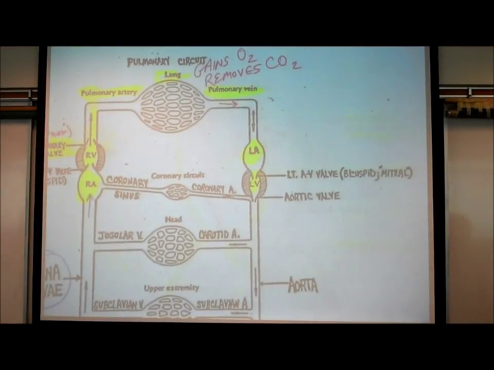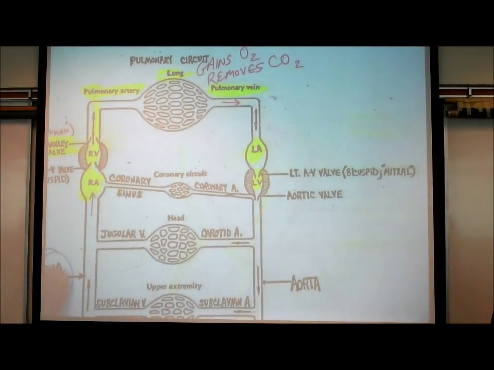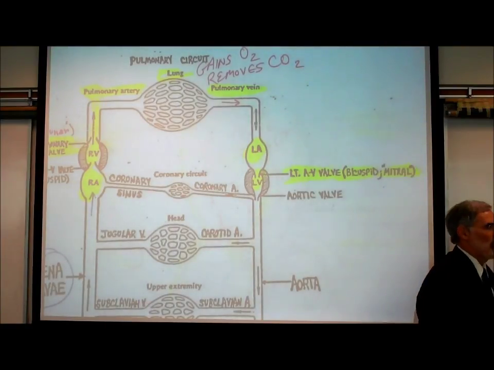And there is a valve that controls the flow of blood between the left atrium and left ventricle, and it's known by three names. The left AV valve, the bicuspid valve, or the mitral valve. And if you're wondering, well, which name do you have to know? The answer is all three.